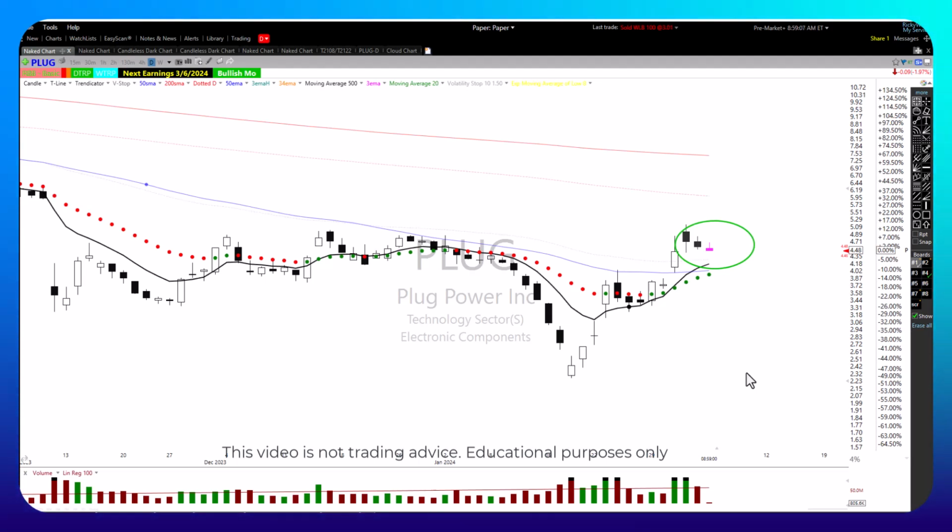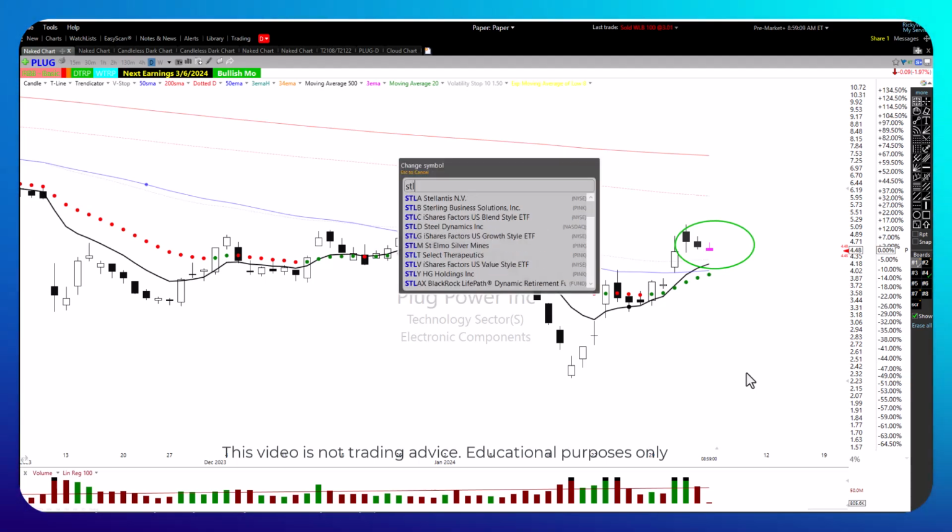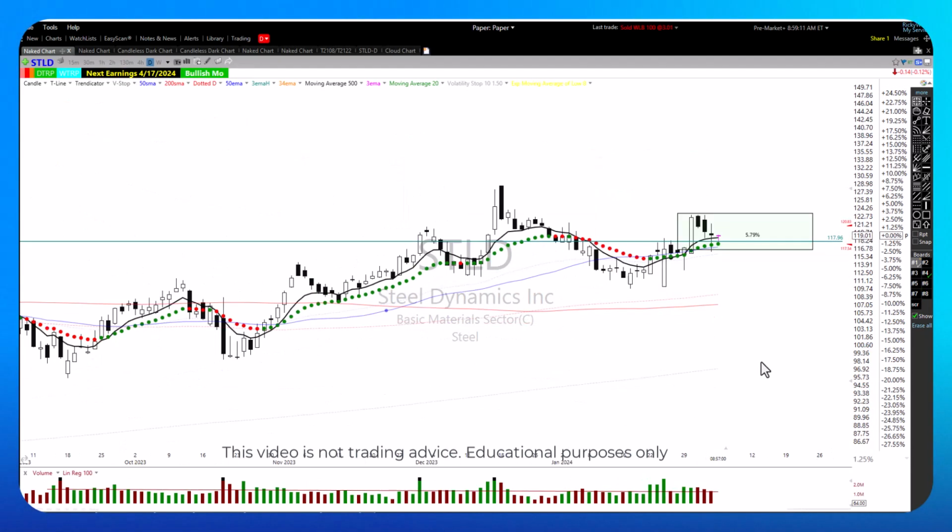What else do we have? STLD. That's setting up. See how we rallied up? And here we pulled back. That's what a PBO is. Last week I had a lot of people asking me about the PBO. PBO is just pullback opportunity is all it is.